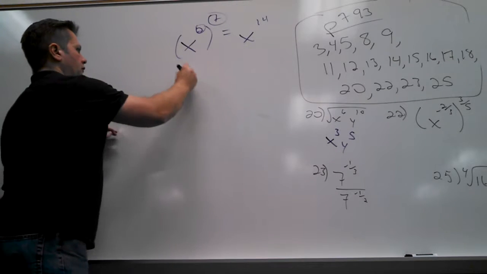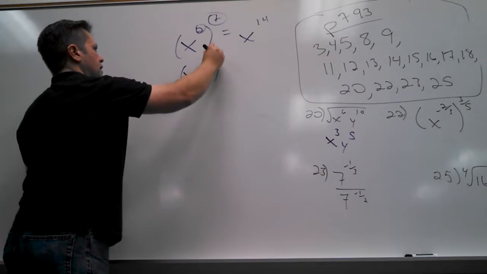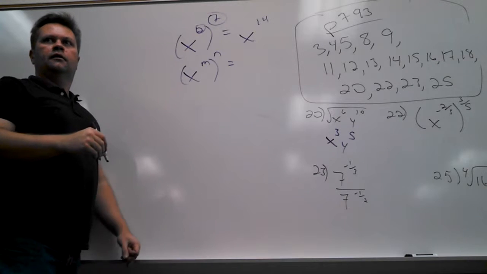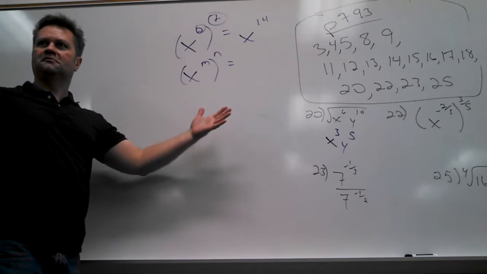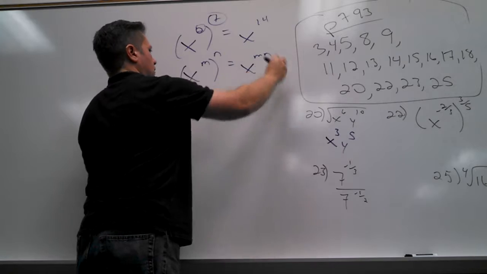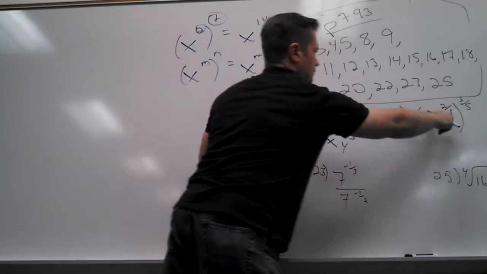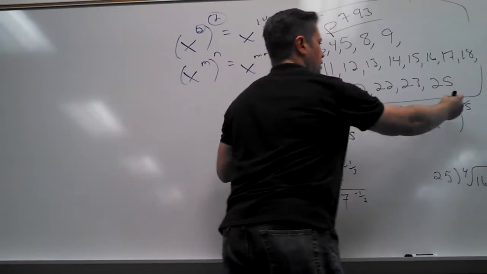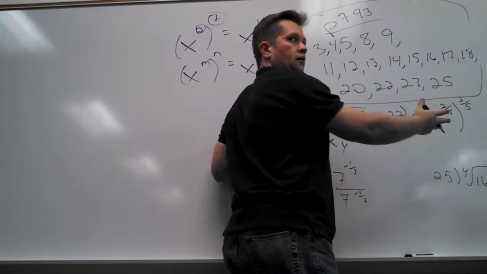But math doesn't care that these have to be nice numbers. They don't have to be. They can even be letters. X to the m to the n. X to the mn. And what can m and n be? They could be fractions, right? But what do you do? What's the process? You just take these and you multiply.